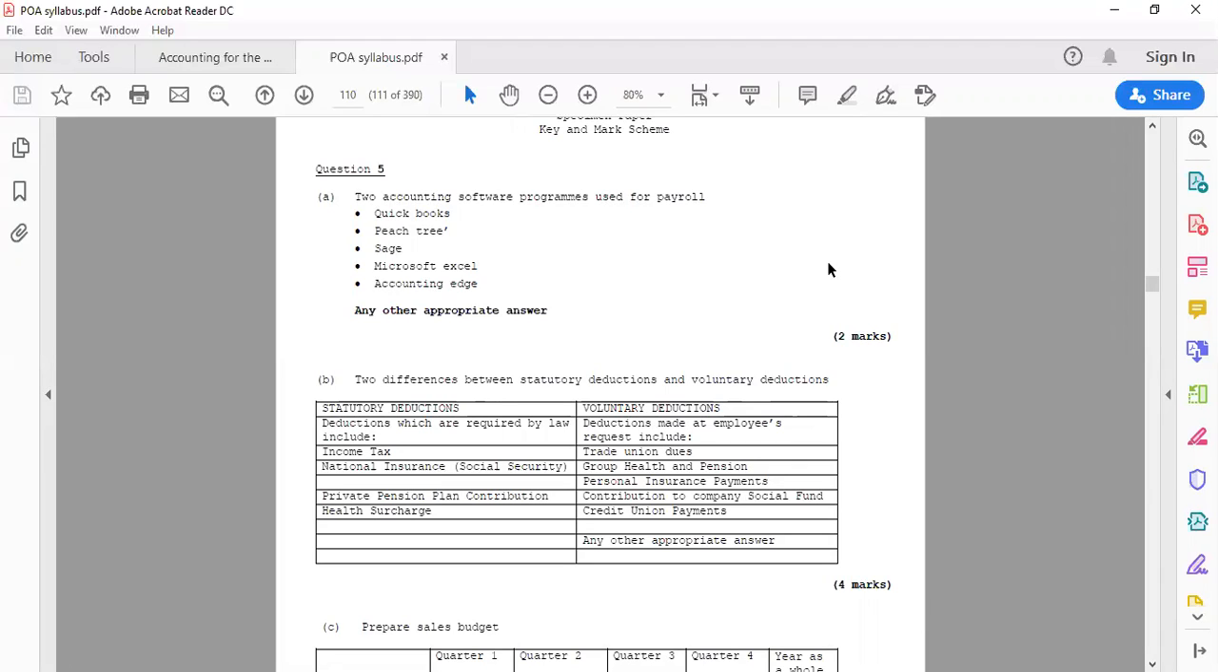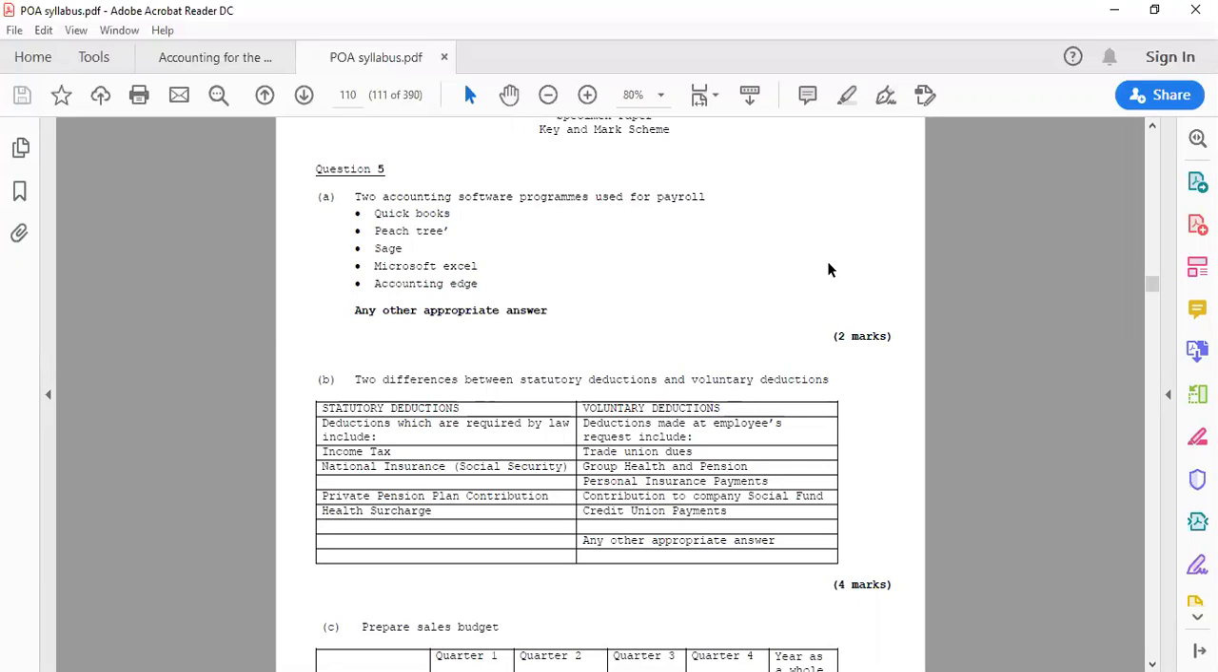For part B of the question, they ask for 2 differences between statutory deductions and voluntary deductions. A statutory deduction is a deduction that is required by law, which means you do not have a choice in whether you make the payment or not. So it is a must. Okay, statutory deductions required by law. So examples would be income tax, national insurance, so like NIS, health surcharge.